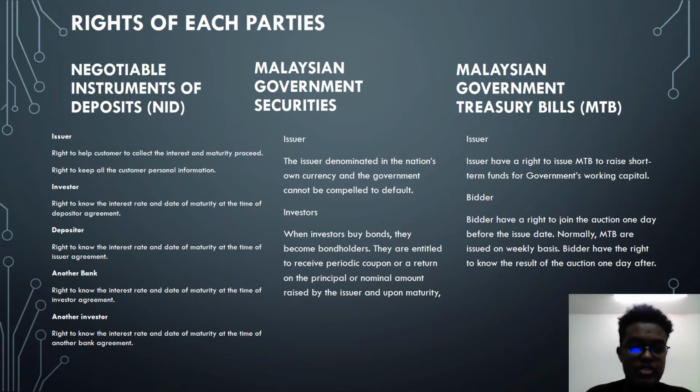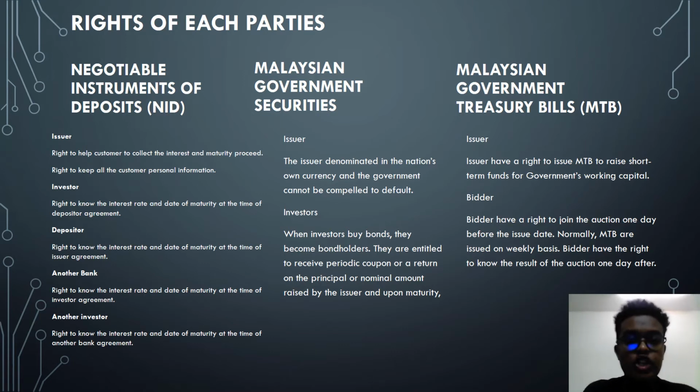The investor has the right to know the interest rate and date of maturity at the time of the depositor agreement. The depositor has the right to know the interest rate and the date of maturity at the time of the issuer agreement. Another bank has the right to know the interest rate and date of maturity at the time of the investor agreement. Another investor has the right to know the interest rate and date of maturity at the time of the other bank agreement.